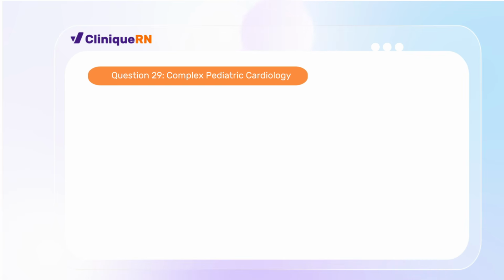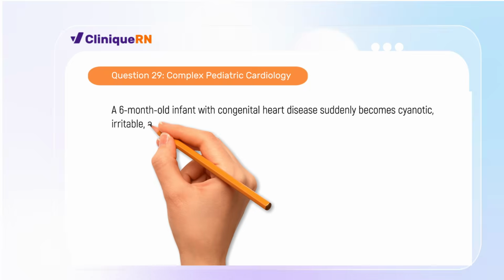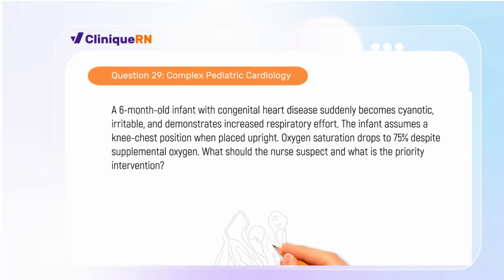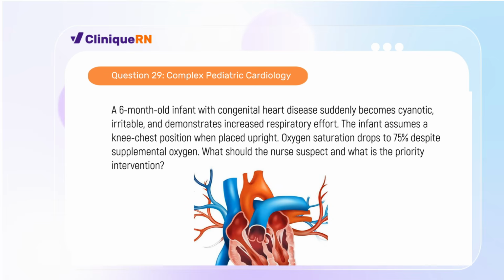Question 29. Complex pediatric cardiology. A 6-month-old infant with congenital heart disease suddenly becomes cyanotic, irritable, and demonstrates increased respiratory effort. The infant assumes a knee-chest position when placed upright. Oxygen saturation drops to 75% despite supplemental oxygen. What should the nurse suspect, and what is the priority intervention?